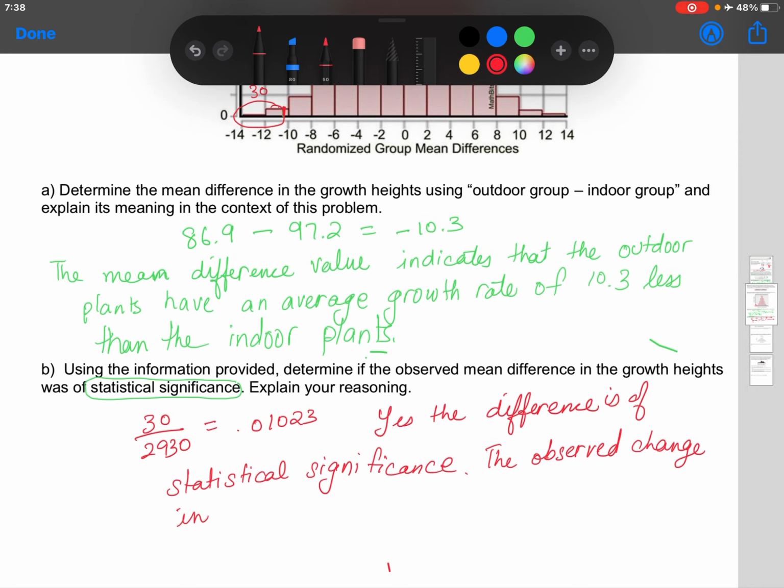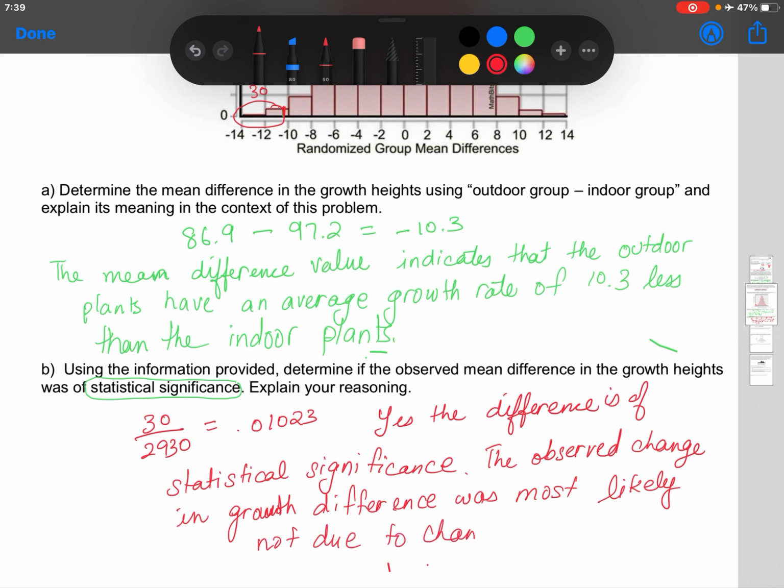The observed change in growth difference was most likely not due to chance. Isn't that what the definition on the last page we did, that unlikely to occur, right? So that's basically it.